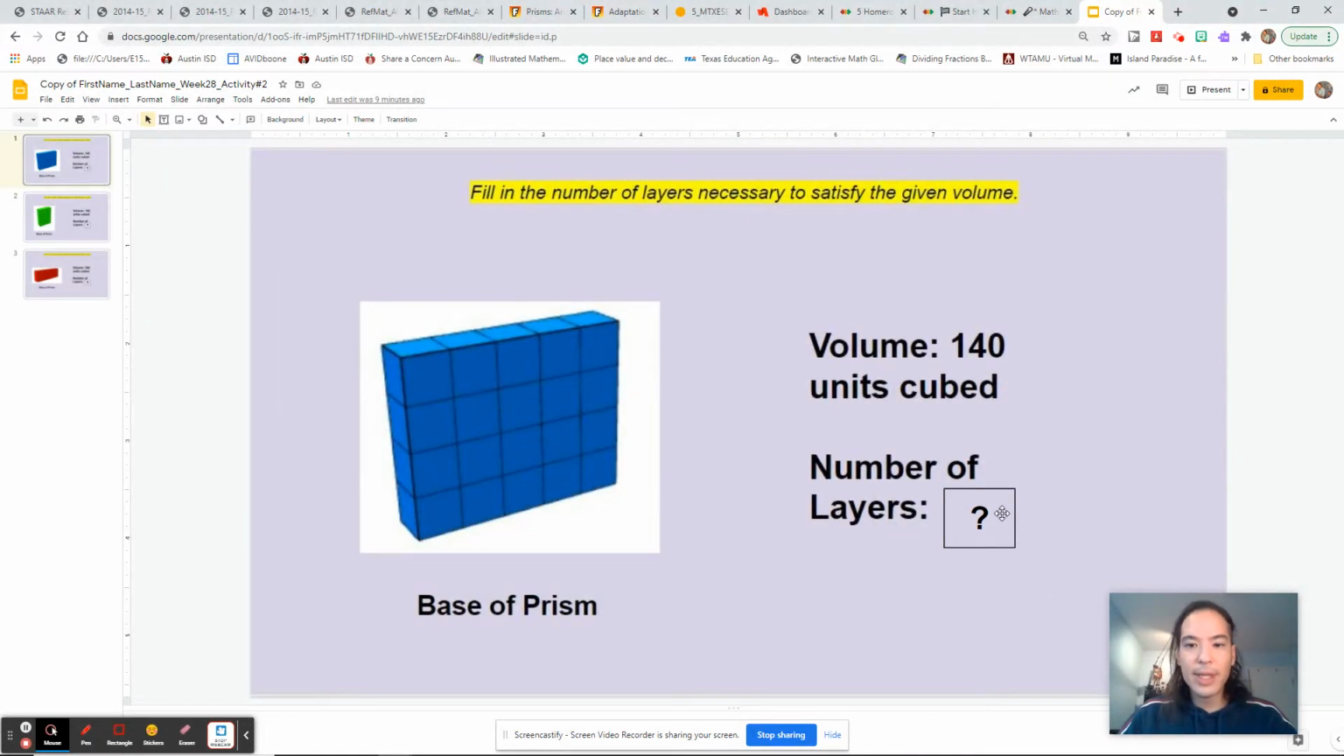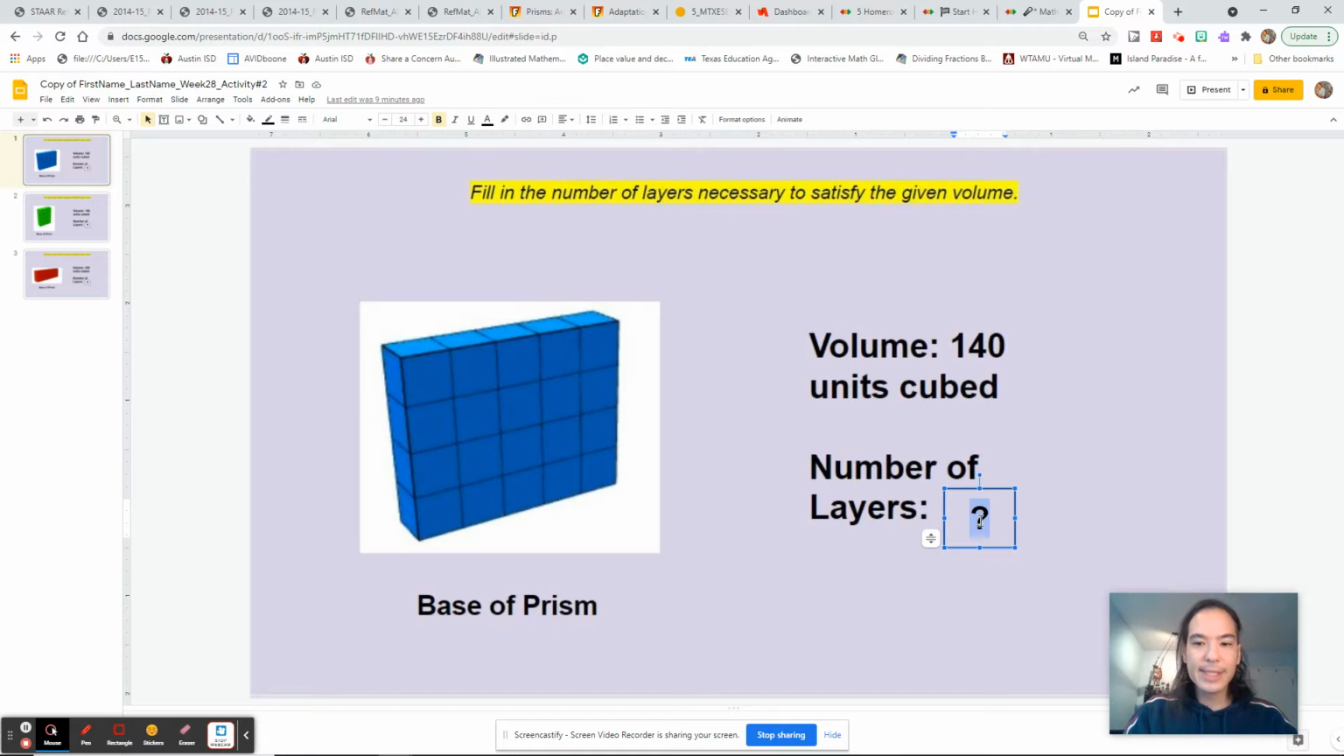So how many layers did we need? If we had 7 layers of this shape right here, if you had 7 layers stacked, 7 times 20 equals 140. So we would need 7 layers of this base. And remember, we're knocking it over so it's flat, and then we're building on top of it. 6 more layers, right? 6 more layers of that 20 on top of that one base layer would be 7 layers. 7 times 20 is 140.